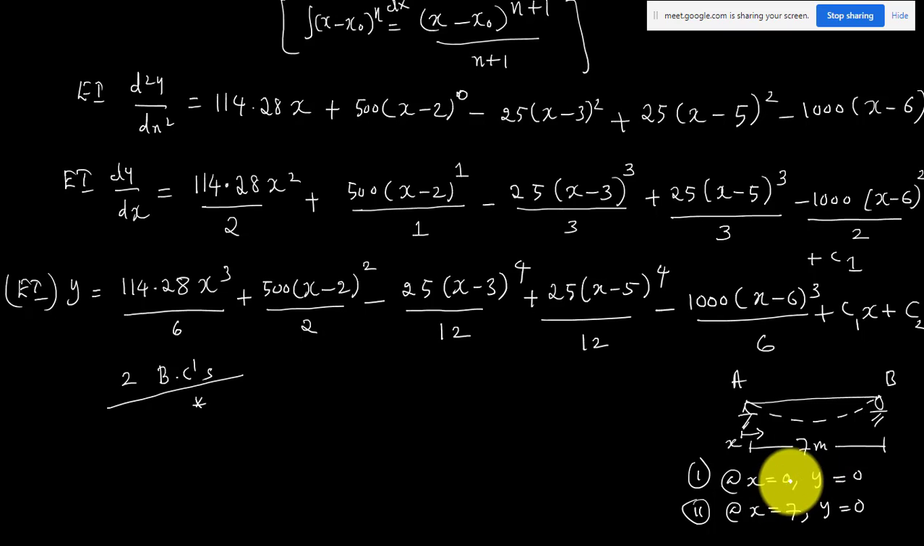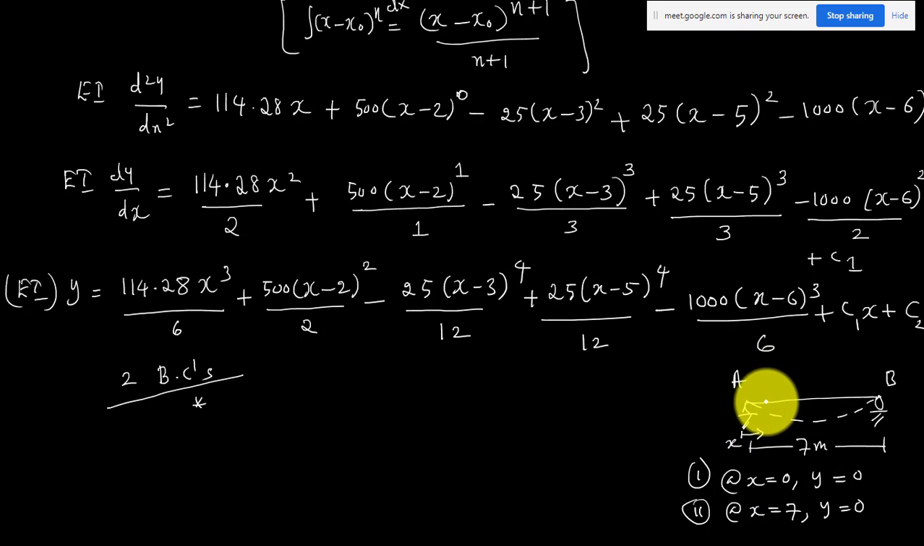We can also write two more boundary conditions. At x equal to 0, your moment should be 0, and at x equal to 7, your moment should be 0. That is another two boundary conditions. But I think I can solve for c1 and c2 from these two deflection boundary conditions only. Another boundary condition: moment at A, at x equal to 0, is 0.